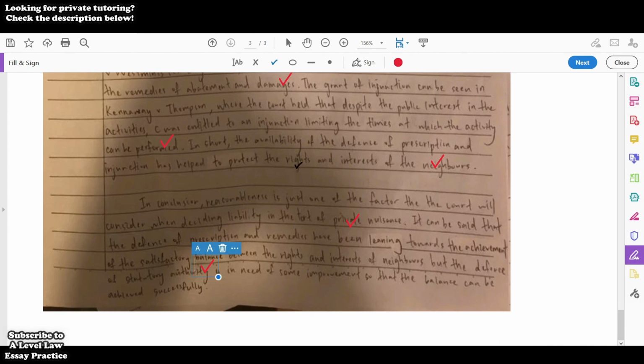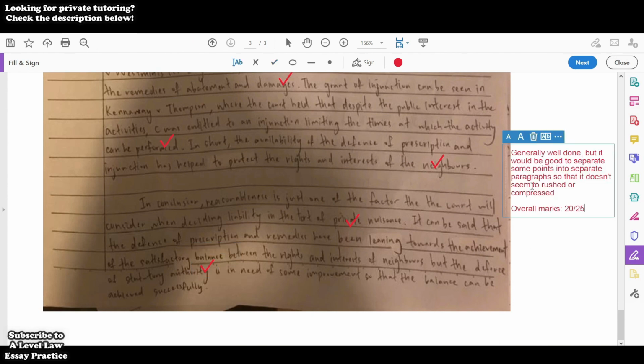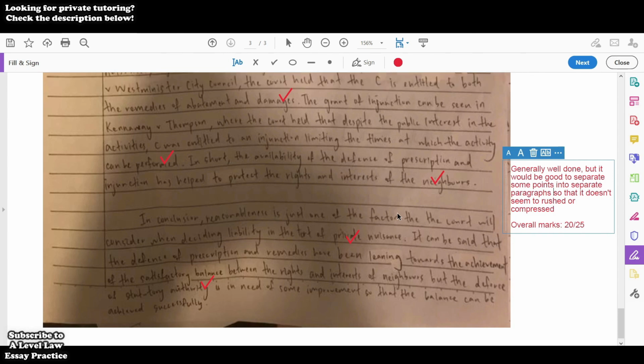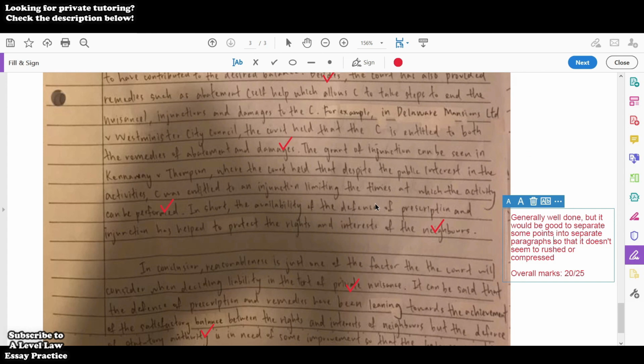So let me just put a comment there first. I would say that it is generally well done, but it will be good to separate some points into separate paragraphs so that it doesn't seem rushed or compressed. This is just my opinion about it, because we need to take into consideration that for examination purposes, you only have half an hour to do it. So usually it's not about making it seem very nice, but about making sure that all the points are there.